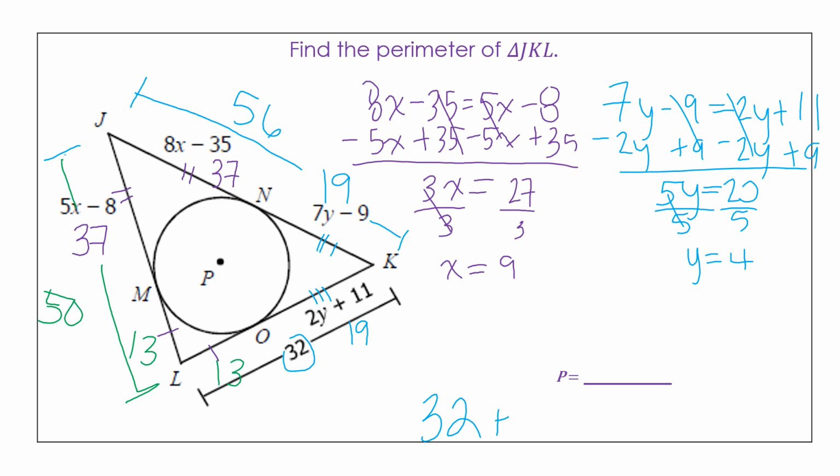So now to find my perimeter, I've got 32, which was given to us, that was LK, JL is 50, and JK is 56. I'm going to add 32, 50, and 56, which gives me 138 for the perimeter. And that is it.